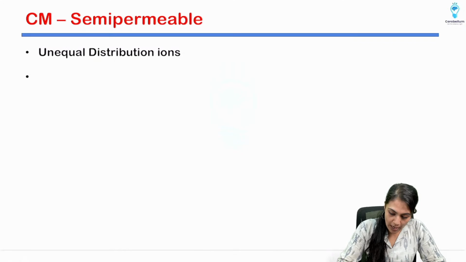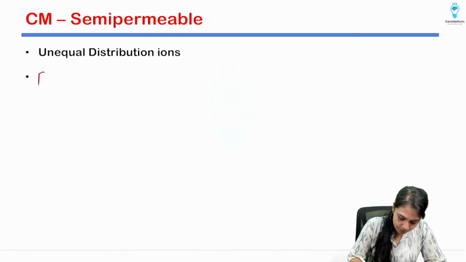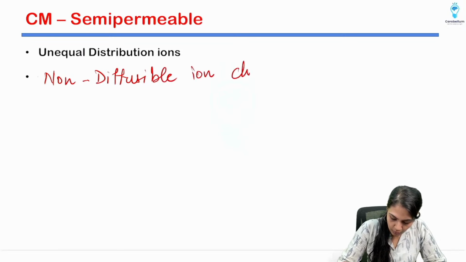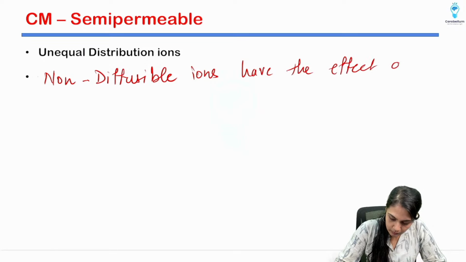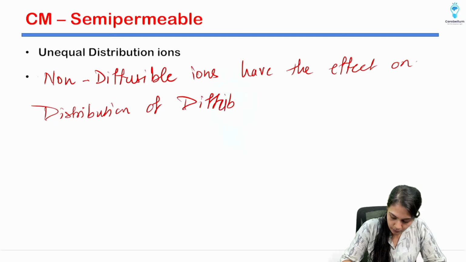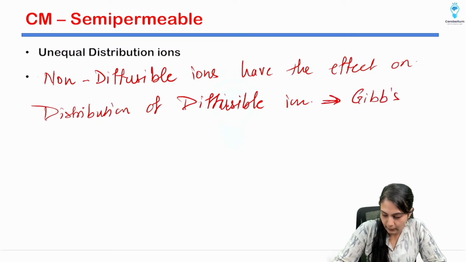There is an unequal distribution. Why? Because there is an effect of non-permeant, non-diffusible ions on the distribution of diffusible ions, and that is called Gibbs equilibrium.